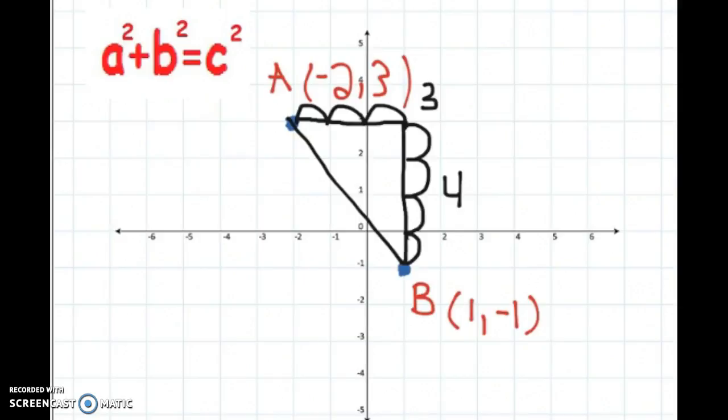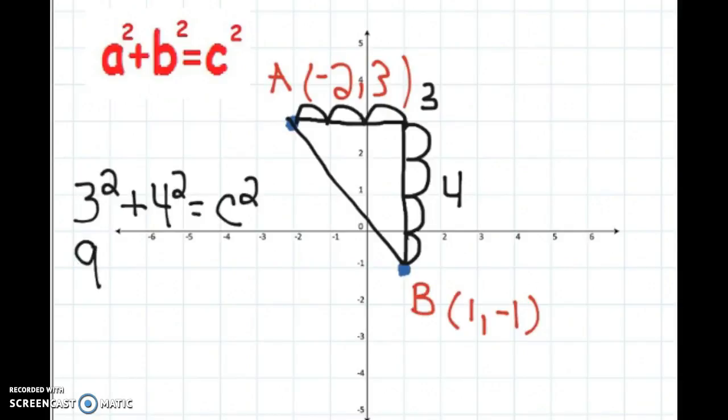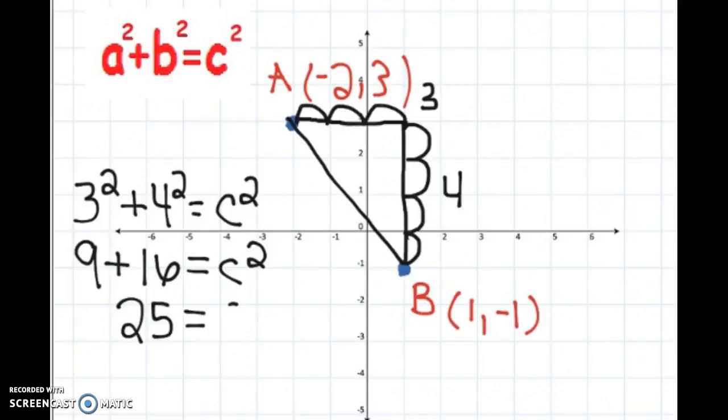Now let's substitute that into our formula. 3 squared plus 4 squared equals c squared. 3 squared is 9. 4 squared is 16. 9 plus 16 equals c squared. 9 plus 16 is 25, and that is still set equal to c squared.